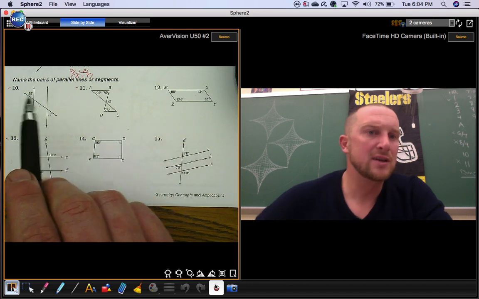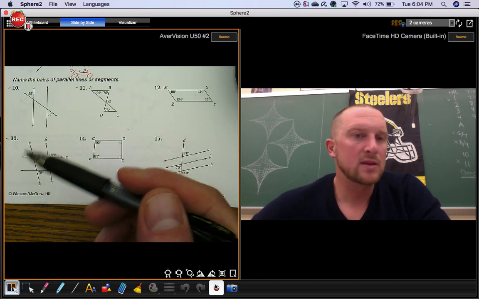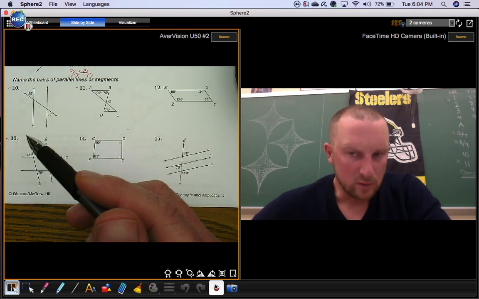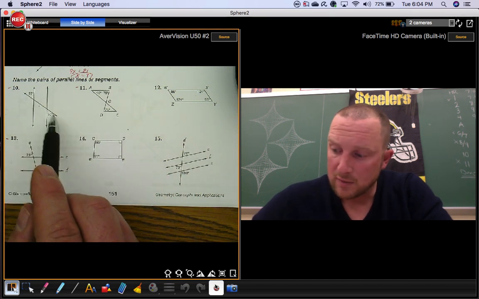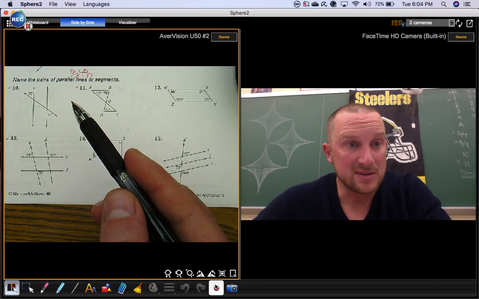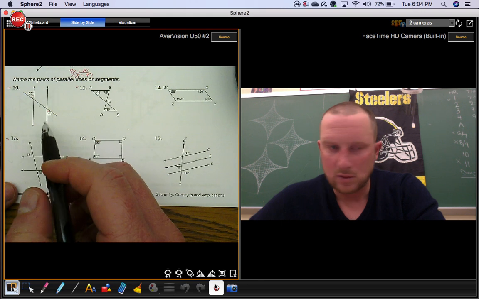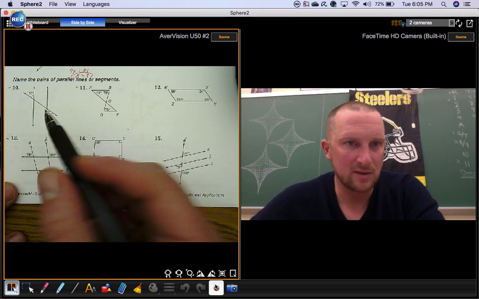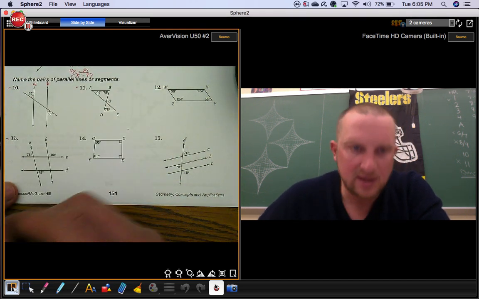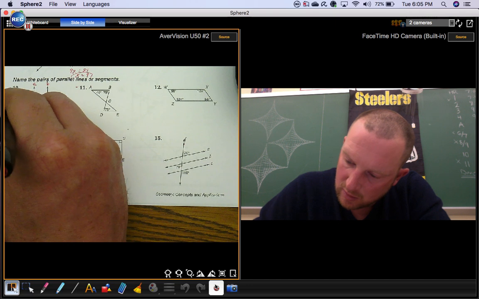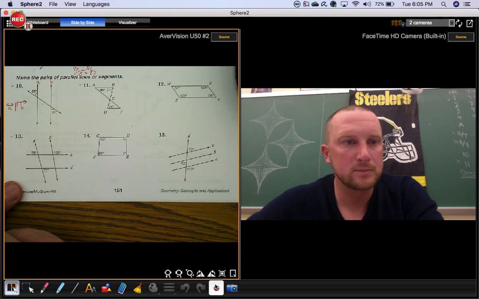For the next section, you're going to name the pairs of parallel lines or segments. Just because they look like they're parallel doesn't mean that they are. You need to use one of those 4 methods we talked about in this section to prove that the lines are parallel. So if these are alternate exterior angles and they're the same, that creates parallel lines. So how do they want you to name these lines? I don't really know. I guess I'll use a lowercase a and a lowercase b. So line A and line B are parallel.